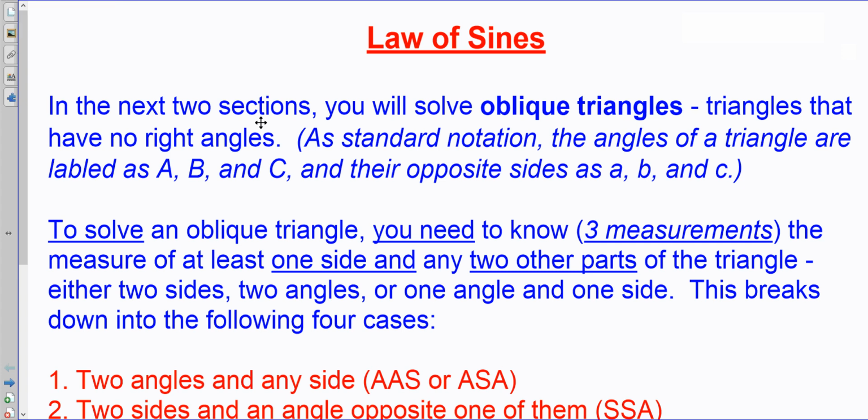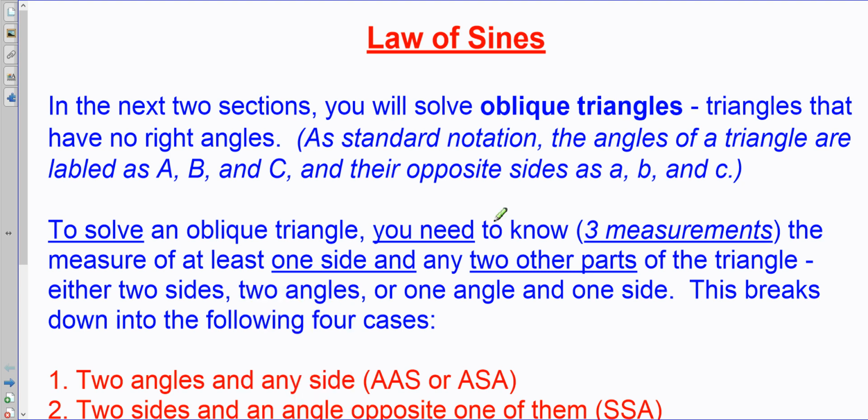Okay, well, welcome back. What we're going to do is go to section 13.1, or for those that aren't following along at home, this would just be the introduction to the law of sines. We're going to be solving oblique triangles in these next two sections. And if you want to know what an oblique triangle is, well, let me show you.